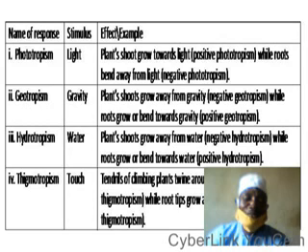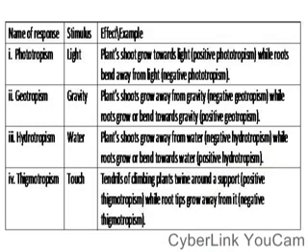Another type of tropism or tropic movement is hydrotropism. The stimulus for hydrotropism is water. The effect of water on the plant roots and shoots is that the plant shoot grows away from water, which is negative hydrotropism, while the plant roots grow or bend toward the water, which is positive hydrotropism.